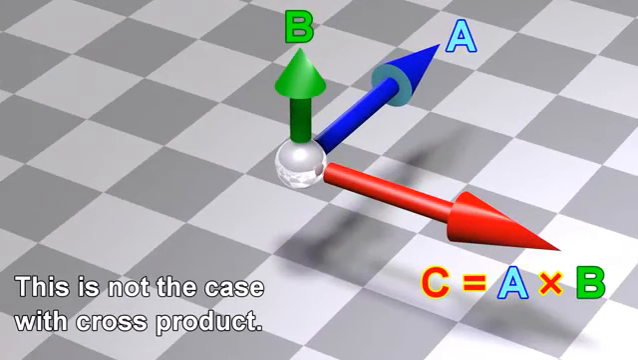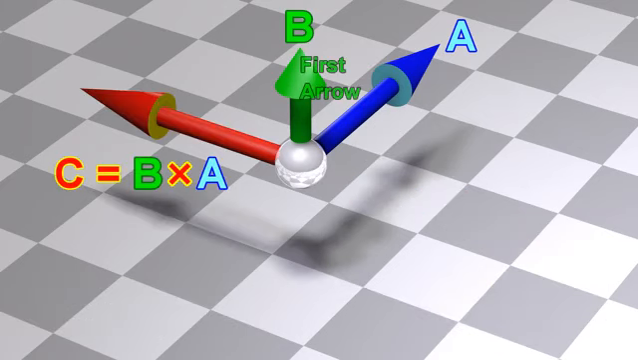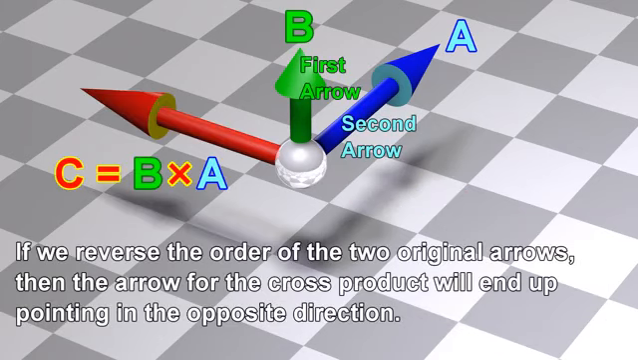This is not the case with cross product. If we reverse the order of the two original arrows, then the arrow for the cross product will end up pointing in the opposite direction.